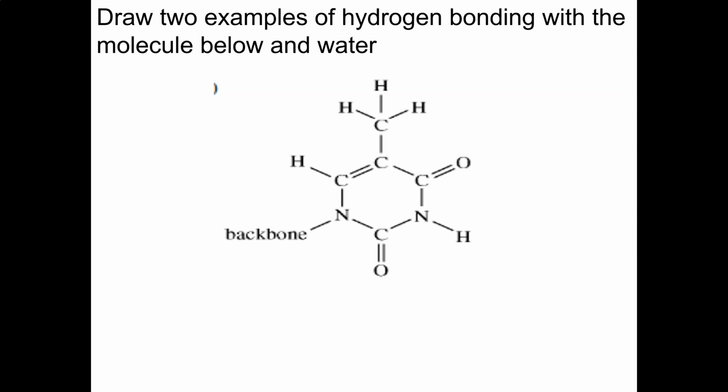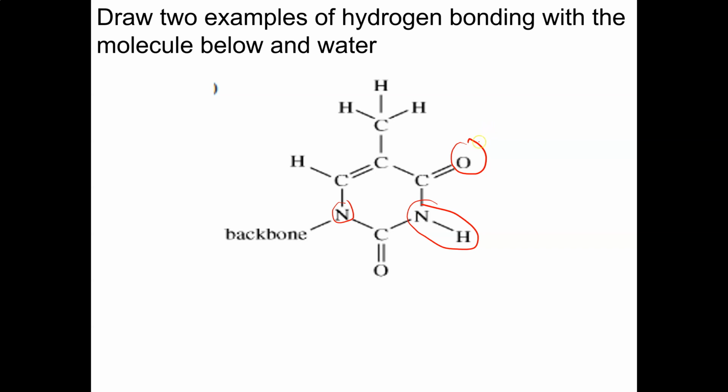So in this situation, here are the places I could do hydrogen bonding. I could do it off of here, and technically here, but they have a backbone. You cannot do it off the carbons at all. They can't do hydrogen bonding. So if you're going to try to show hydrogen bonding, please don't try to show it anywhere else, because that's going to be a problem.